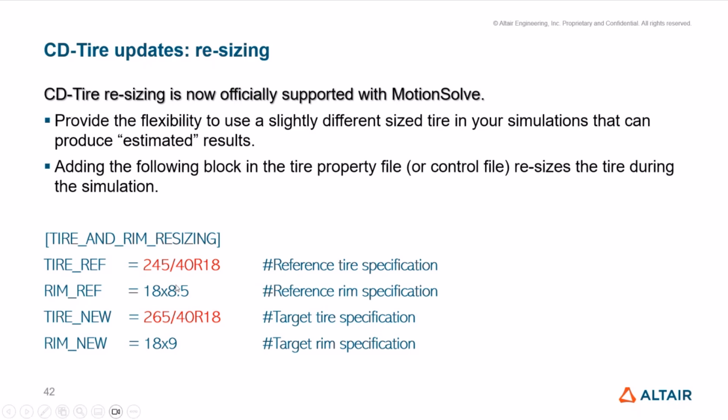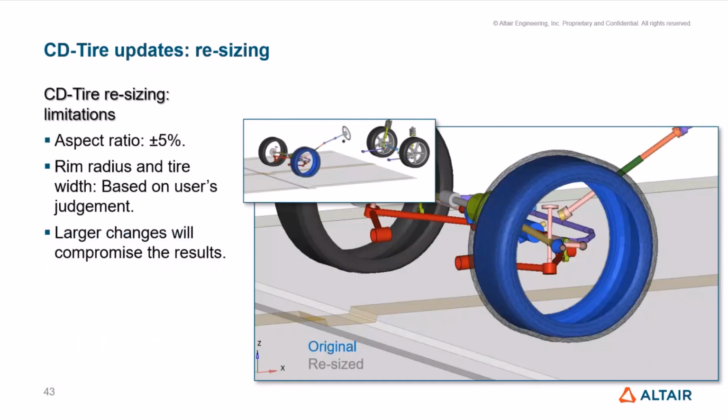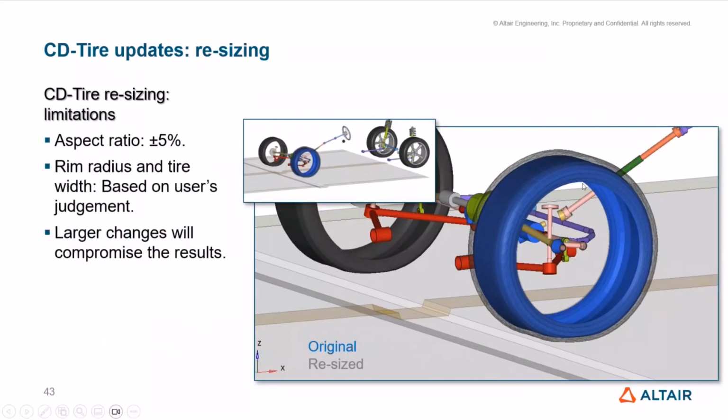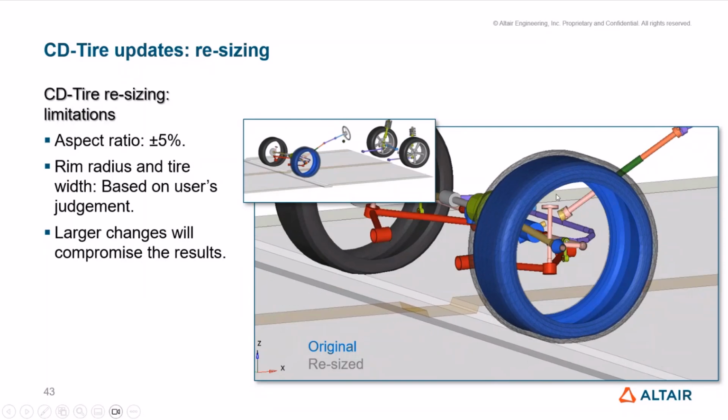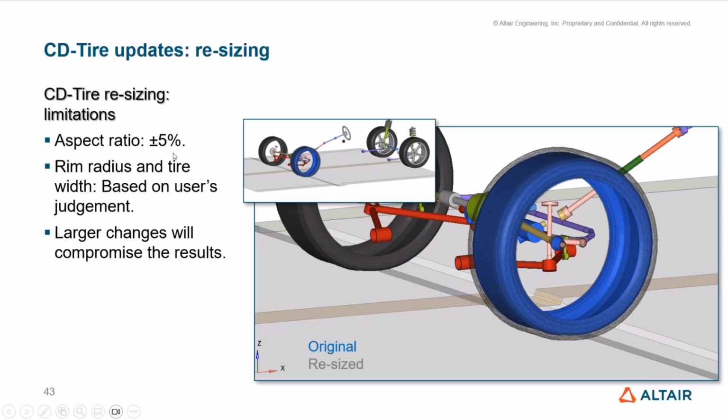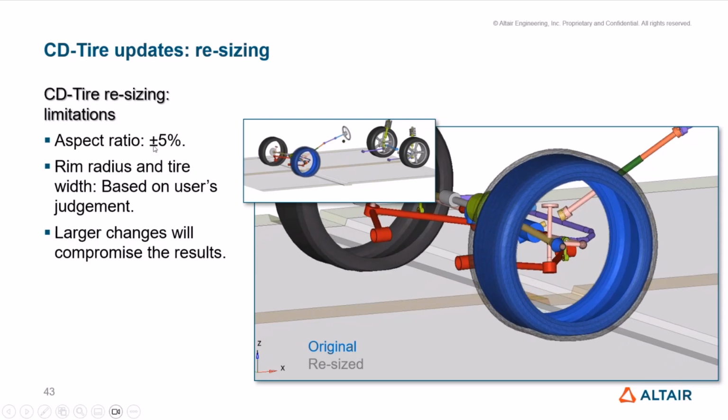In the property file, you need to add this block that you see here, which has the original size and the new size. When you run the simulation in Motion Solve, the size is auto scaled by CD tire, and you can see the results. In this animation, what you are seeing in blue color is the original size and the gray color is the resized one. But there are certain limits to this which we need to keep in mind.